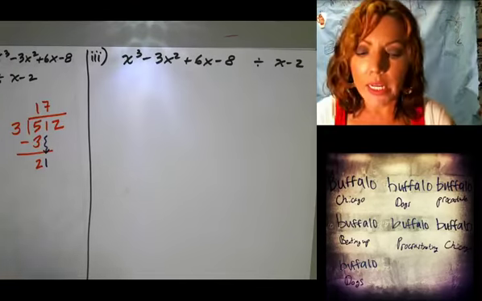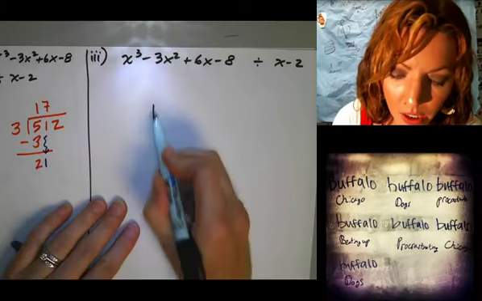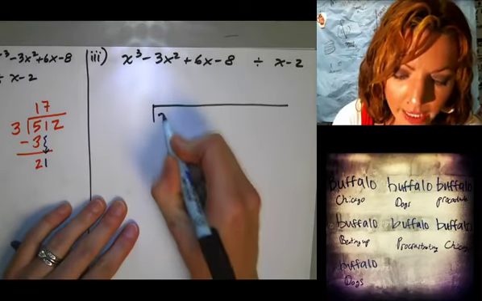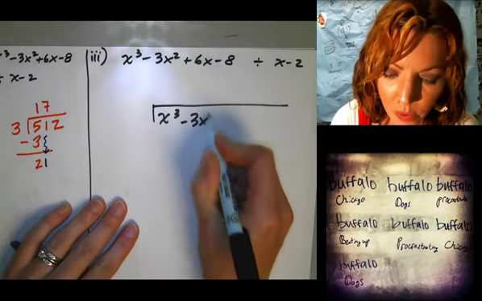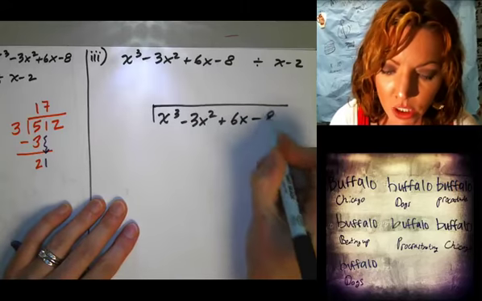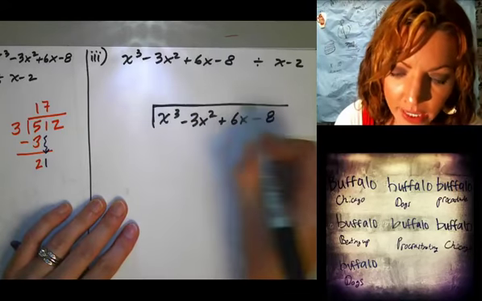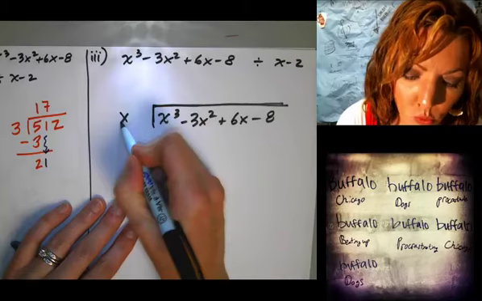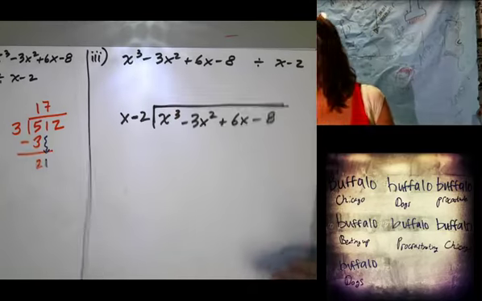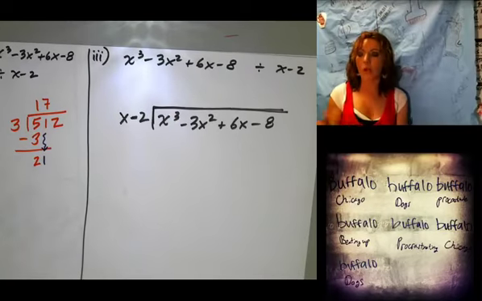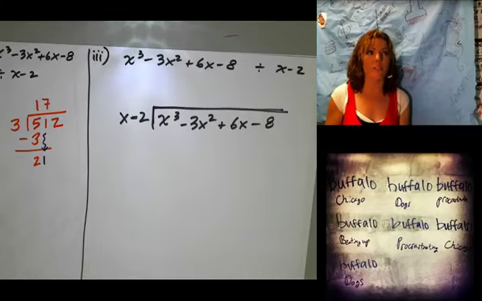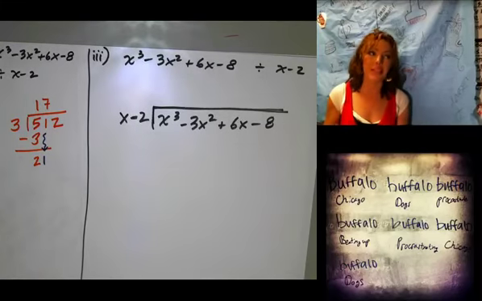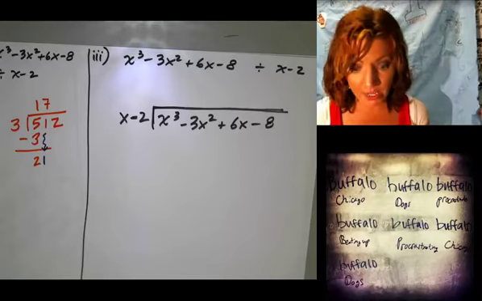So in this particular problem, this huge one, x cubed minus 3x squared plus 6x minus 8, goes underneath the division sign, and x minus 2, that's what we're dividing by. That goes on the outside. This is one where I highly recommend that everybody pays very close attention. Because these are actually super easy when you pay attention, and then when you don't, it's just a giant mess.